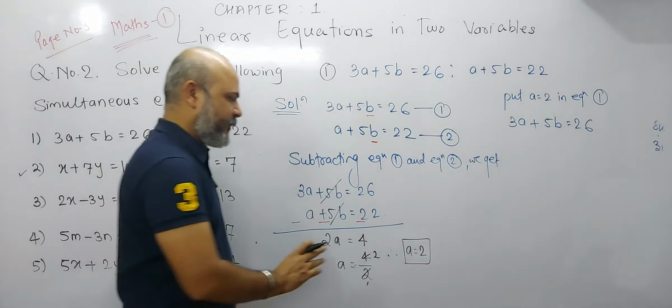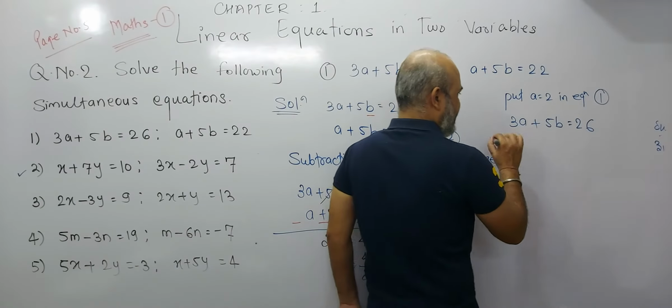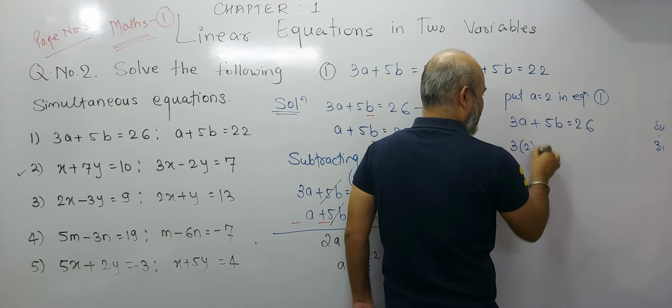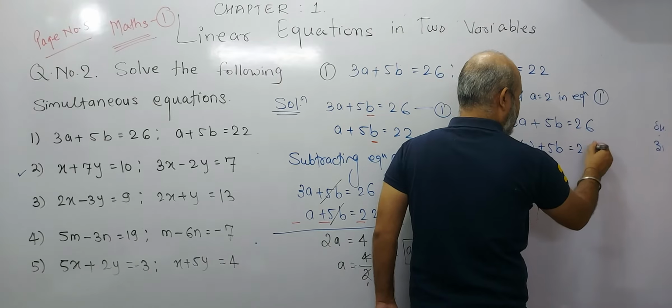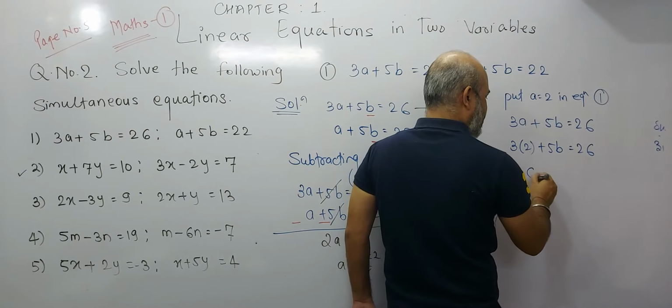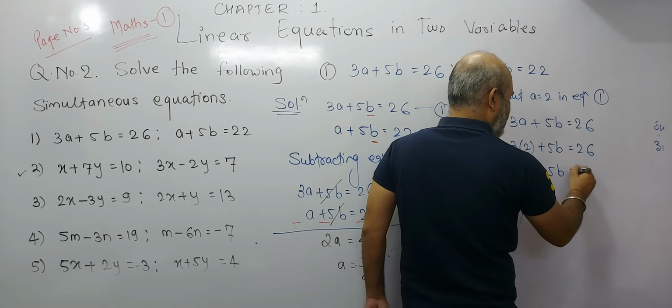Now you will put the value of a is 2. What is a? a is 2. So this is what? 3 multiplied by 2. a is 2, plus 5b is equal to 26. So 3 twos are 6. 6 plus 5b is equal to 26.